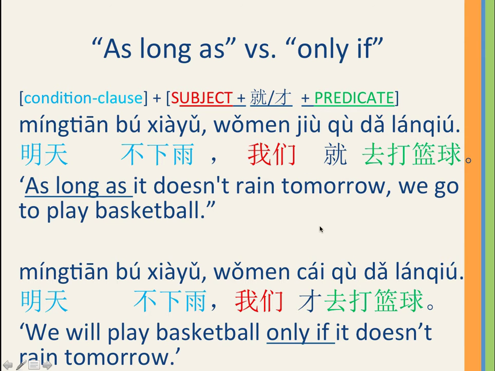So 就 and 才 not only connect the two clauses, they also convey your attitude. How do you position yourself toward the rain? Is it the condition that's sufficient for you going to play basketball, or is it the condition you're waiting for? That's the only condition that's going to make basketball playing happen. 明天不下雨，我们就去打篮球。明天不下雨，我们才去打篮球。The meaning is very rich, but the structure is very simple. Basically, a clause, another clause, 就 comes before the main verb of the second clause.